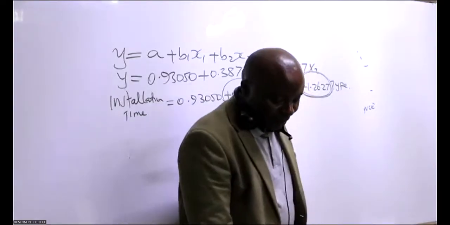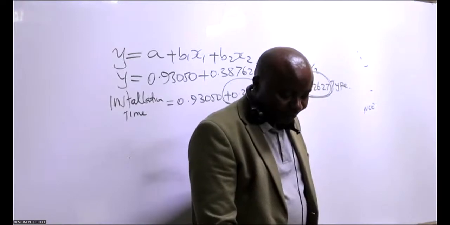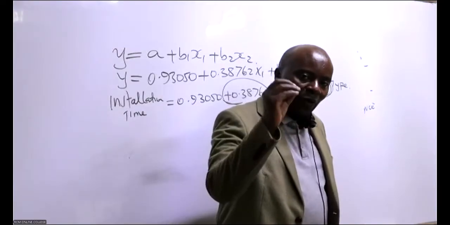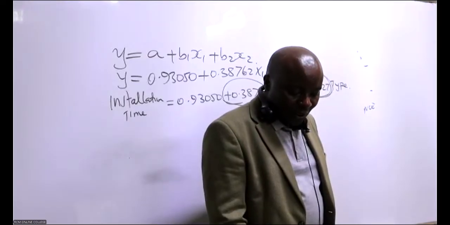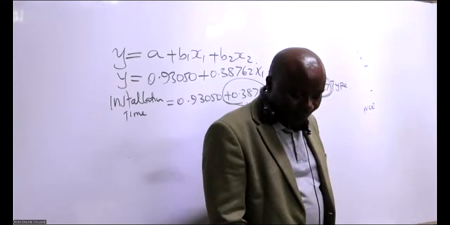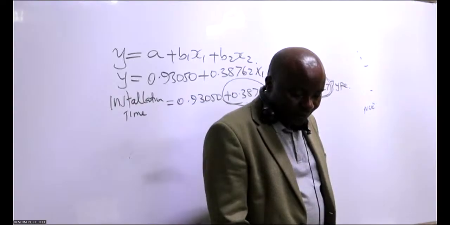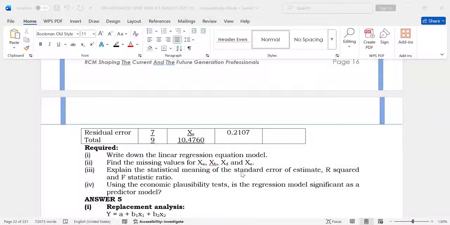All right. Now, ladies and gentlemen, here we are. We have been able to get XA to XE. We've been able to write down the regression equation. Now, what do they want us to do next? In Roman 3, they want us to explain the statistical meaning of the standard error of estimate, R squared, and the F statistics ratio. So we start with the standard error of estimate.